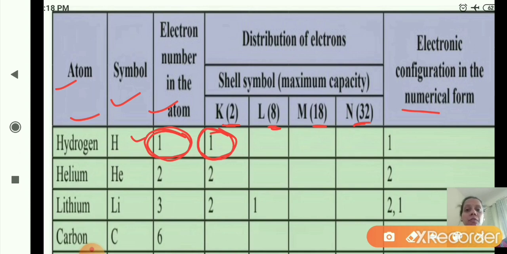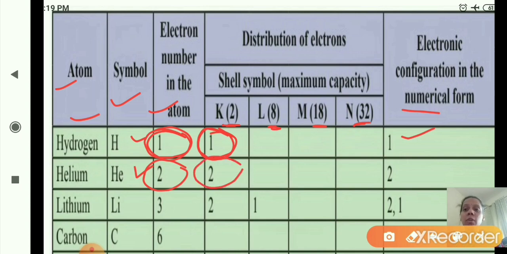In electronic configuration you will write down 1 only, because in a hydrogen atom only one electron is there. Now see the second one, helium. The symbol is He. How many electrons are there in helium? That is 2 electrons. So where will you accommodate these electrons? You will arrange these electrons in K shell.